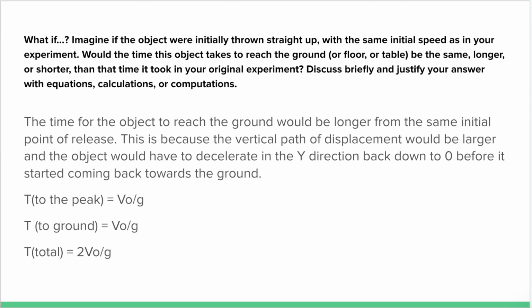The equations I used to evaluate this were the kinematic equations, where the time to reach the peak would equal the initial velocity divided by the acceleration of gravity, and my time to come back to the ground would be the same thing: the velocity at the top divided by gravity. So you add those together for a total time, and you get 2 v initial divided by g, which is larger than the time for the whole process in my original scenario.